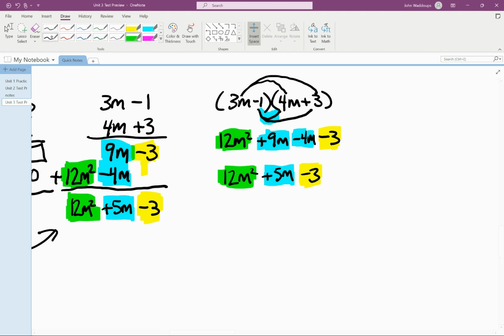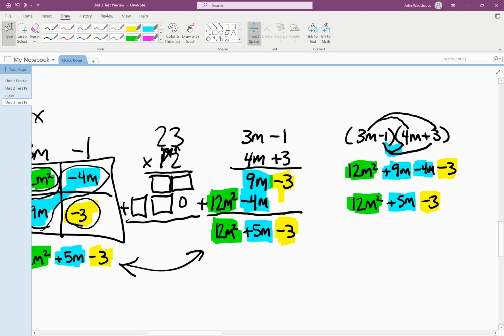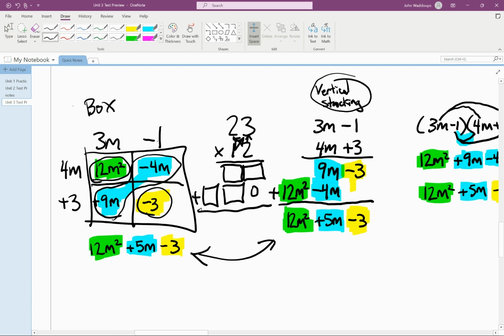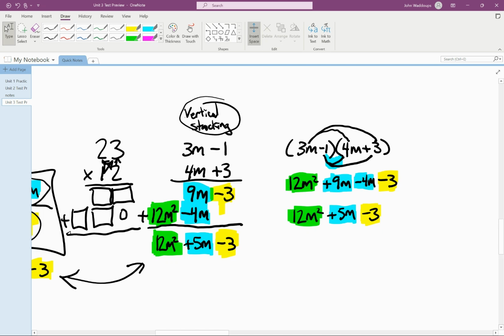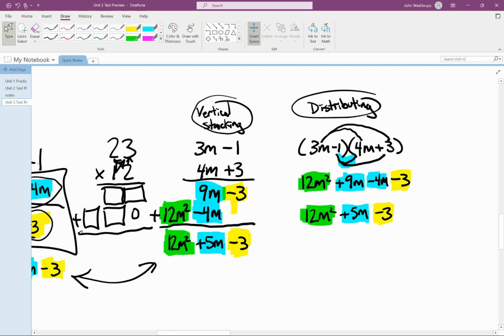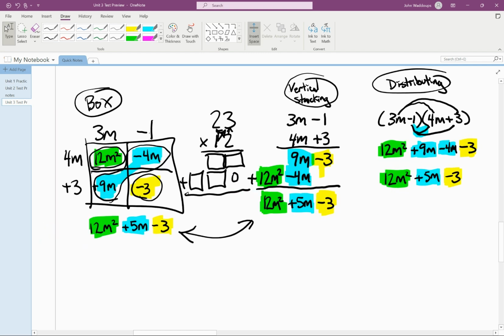So yeah, there's 3 ways you could do this. We'll call this a vertical stacking method. You might call it some other way, but I like calling it vertical. We've done it with a box, and then we'll call this one distributing. But you all come up with the same answer. It's just a different way of organizing them, so you can choose the one that you like best.